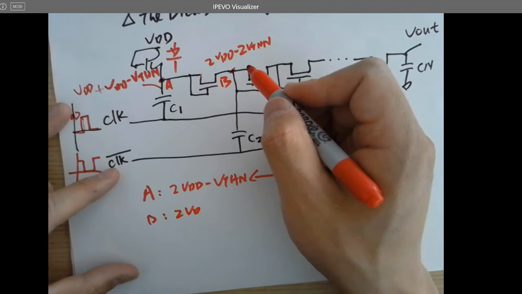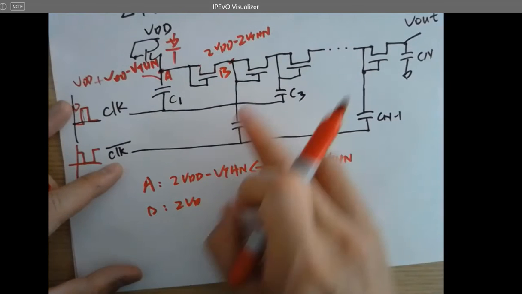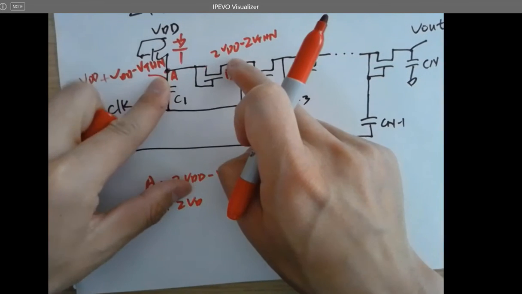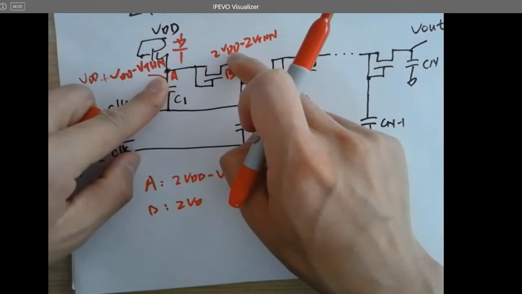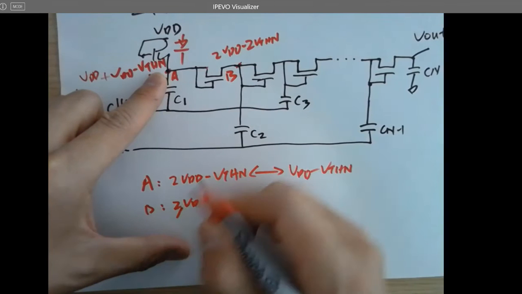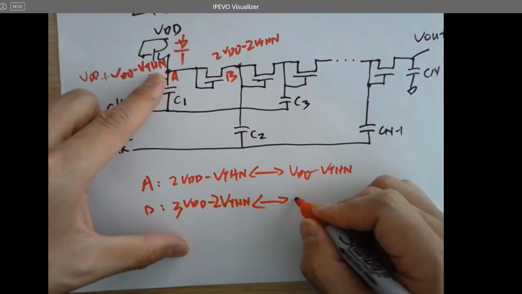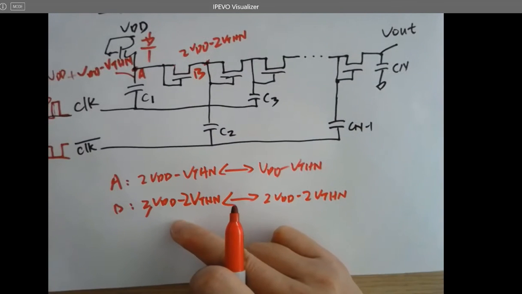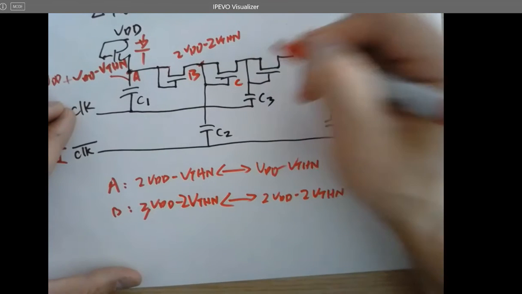Oh, no, as the lowest. Because whenever this is low, it's pulling the charges from here to here. Right? So this is the lowest. And whenever this is high, it's just adding another VDD to here. So that will be 3 VDD minus 2 VTHN. This is lowest, this is highest. That making sense? Hopefully. What about terminal C?